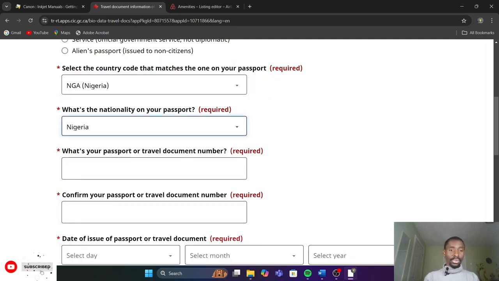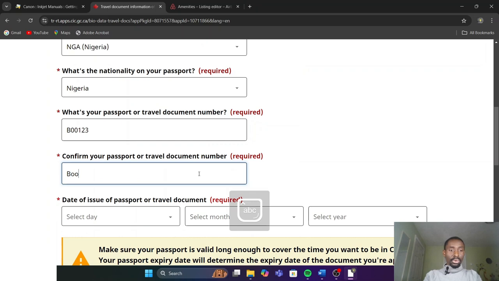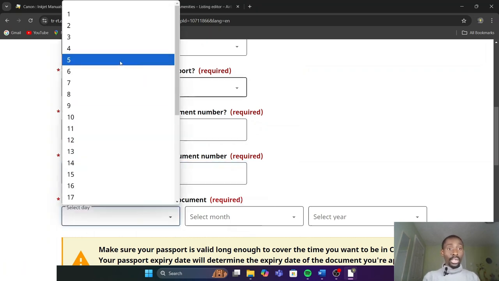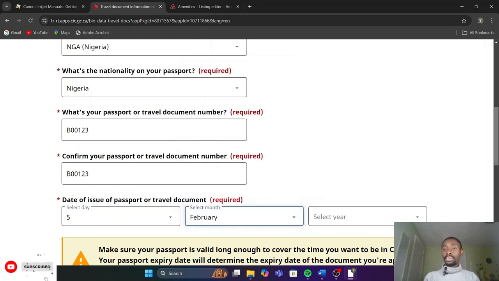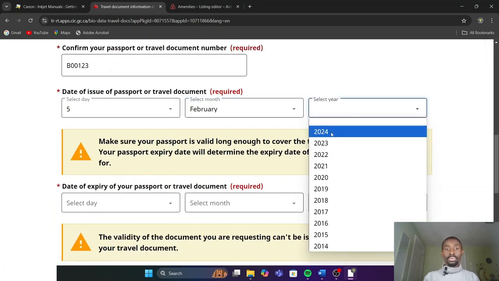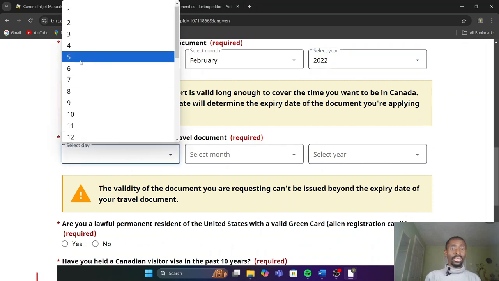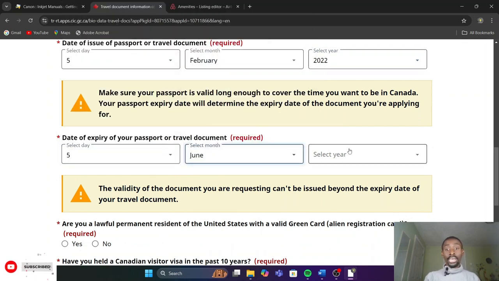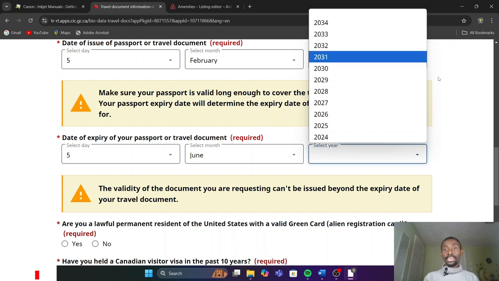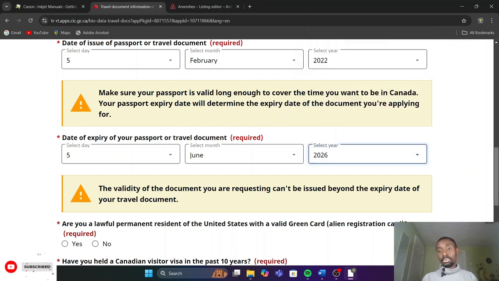Just want to be fast not to waste the time of the video. What's your passport number? Let's just put in 123. You confirm the passport number, 123. So this issue, always ensure that your passport expiry date is more than 6 months because of the stamping. So our expiry date will be later than May 2025. Let's just say it will be expiring 2026.